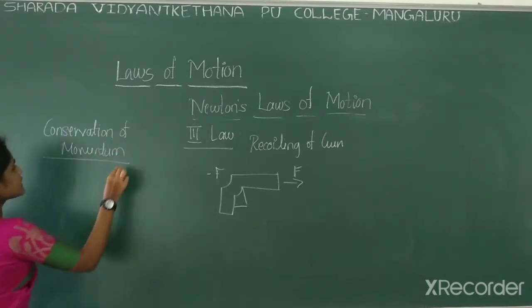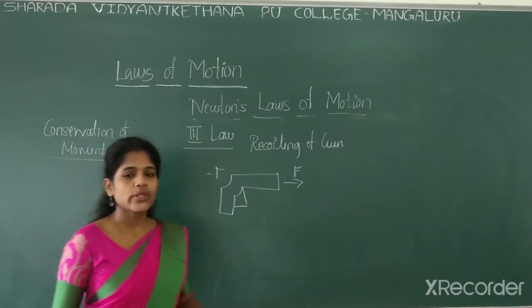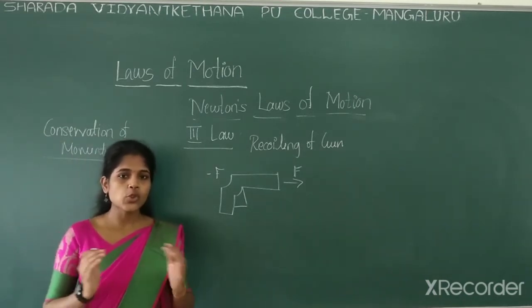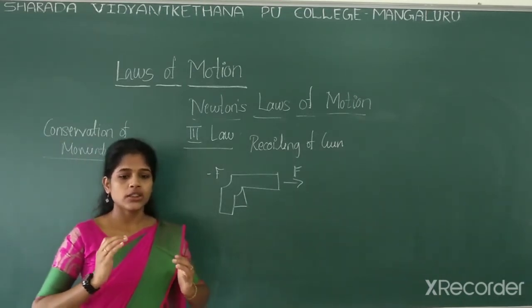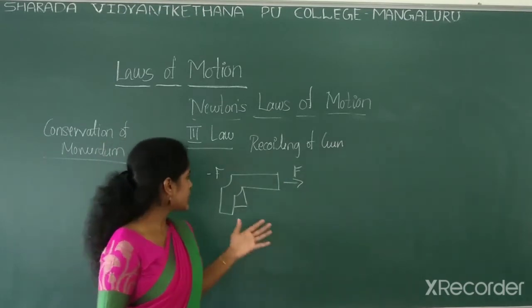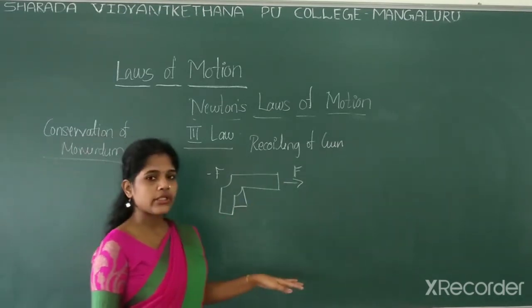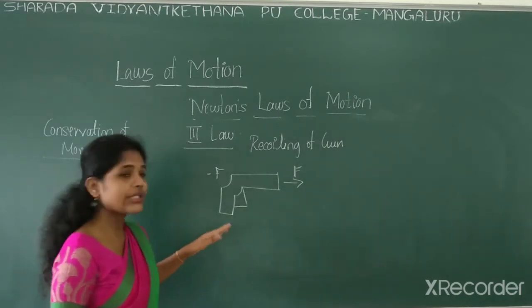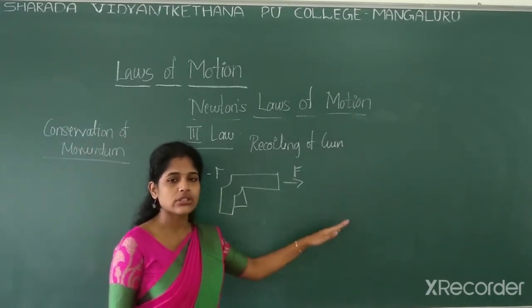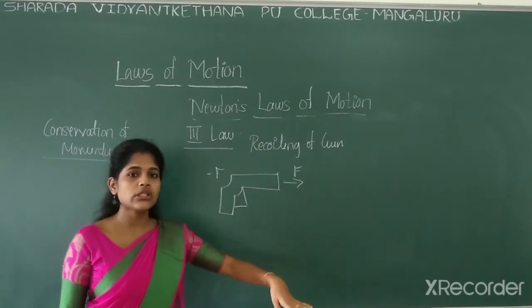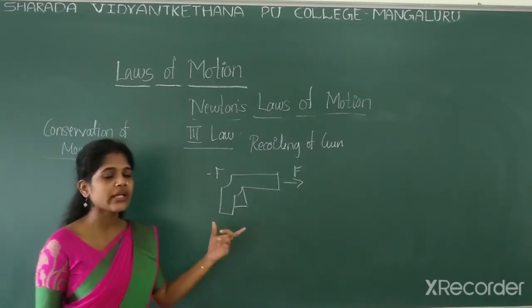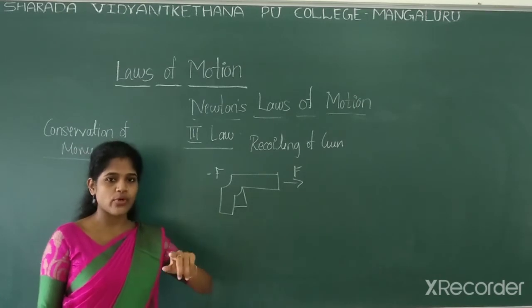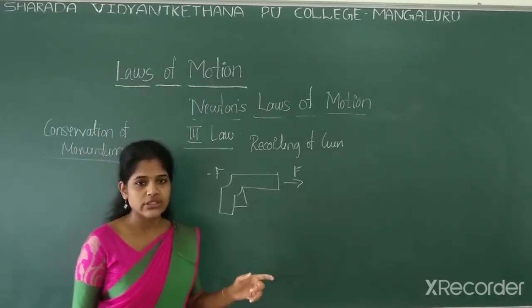So what is that conservation of momentum? In an isolated system, the total momentum of the system is conserved. Here we know that initially when the gun is at rest, the momentum is 0, because there will be 0 velocity. So because of that 0 velocity, we get momentum P equal to m cross v. So v is 0, momentum is 0.